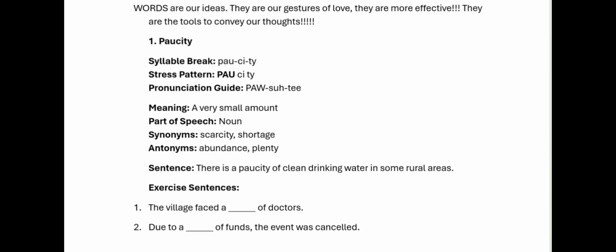Scarcity is lack of something. When you don't have the correct resources or the resources are very limited or less in number, we say the word scarce or scarcity. The opposite of these words are obviously something more in number or large in quantity, which are abundance and plenty. The sentence usage of this is, there is a paucity of clean drinking water in some rural areas. So there is a shortage of clean drinking water in some rural areas. What happens in the city life? There is an abundance of clean drinking water.